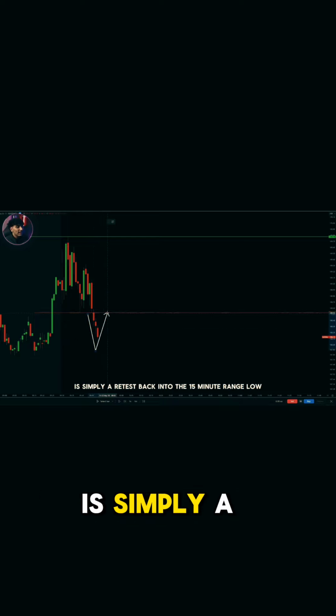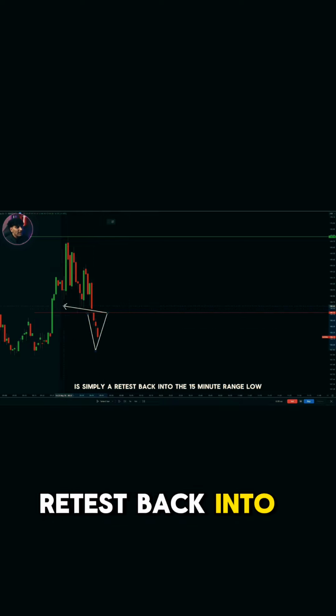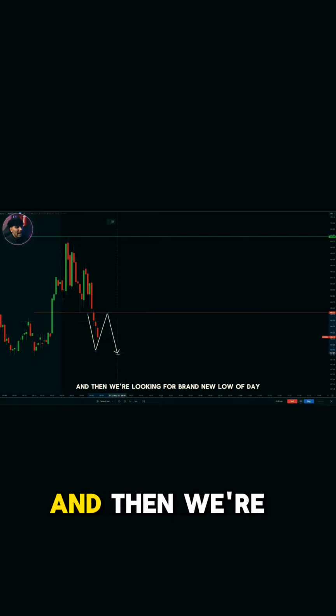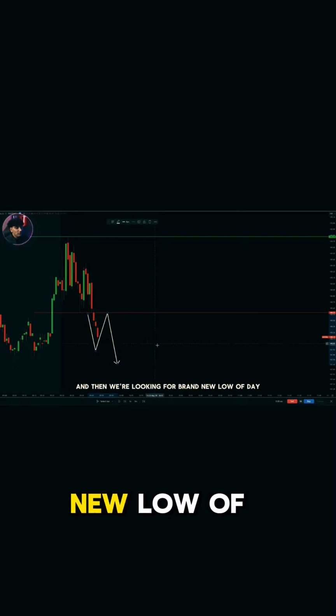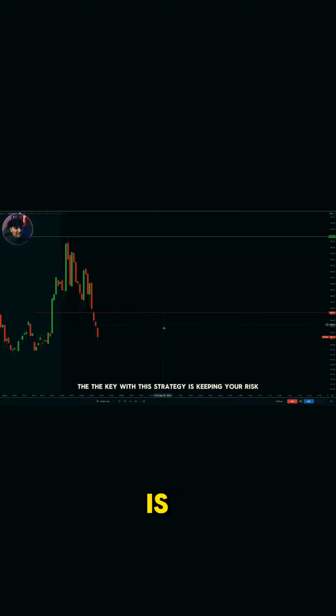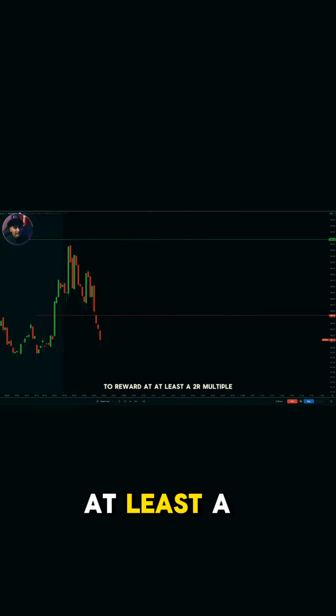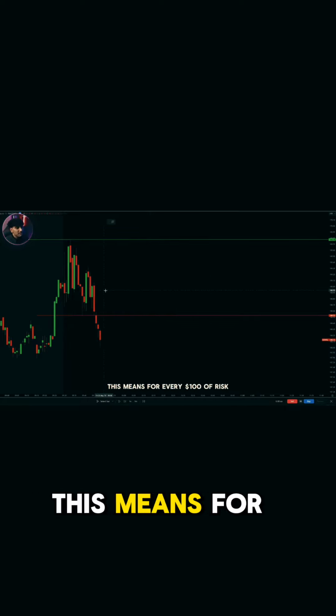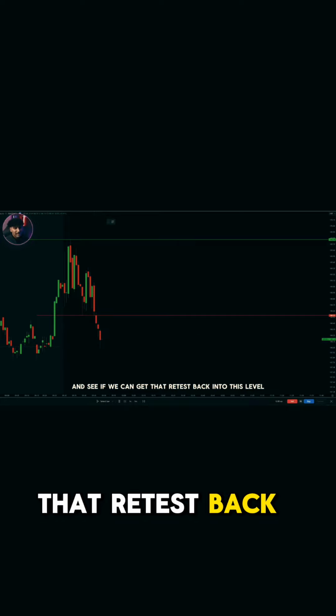On the 1-minute time frame now, all we're looking for, because we've already gotten the move to the downside, is simply a retest back into the 15-minute range low, and then we're looking for a brand new low of day or potentially continuation. The key with this strategy is keeping your risk to reward at least a 2R multiple. This means for every $100 of risk, you want to make at least $200 of profit. Let's play out this trade and see if we can get that retest back into this level.